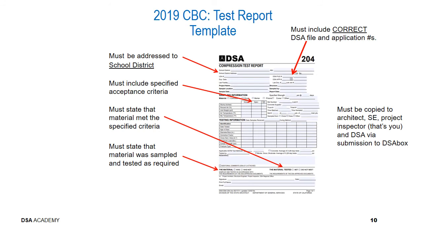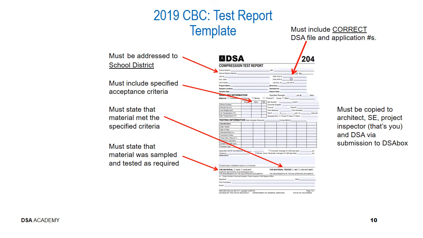Here's a sample test report template that you can find on the DSA website. This is a compression test report. I want to point out a few things with the items marked by the red arrow. I'll start on the top right and work my way around counterclockwise. I want to make sure that it includes the correct DSA file number and application number so that it's clear what project the test report was taken from.